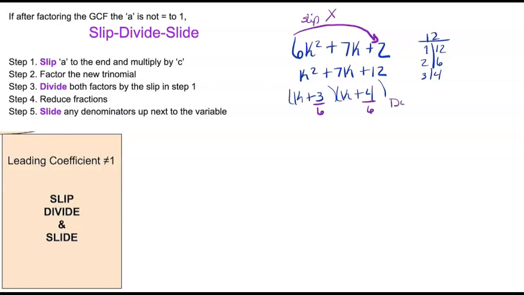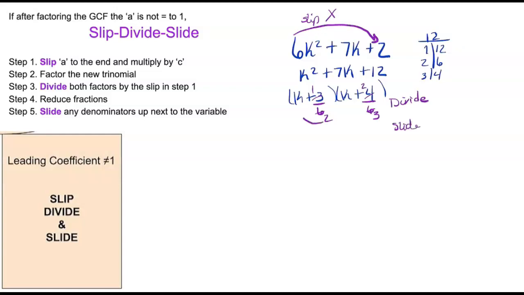So here's my divide. Now I'm going to go ahead and reduce those fractions. 3 over 6, well, that turns into 1 over 2. And 4 over 6, they'll both divide by 2, so that gives me 2/3. So I've slipped, I've divided, and now I need to look to see if anybody needs to slide. And I have 2 fractions here, so I have 2 that need to slide.